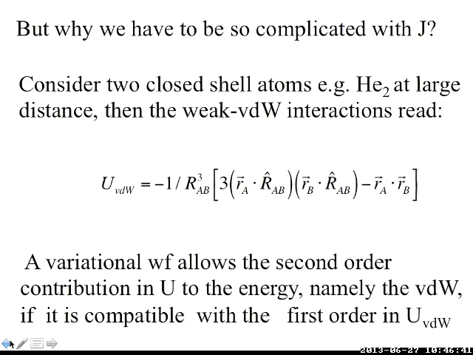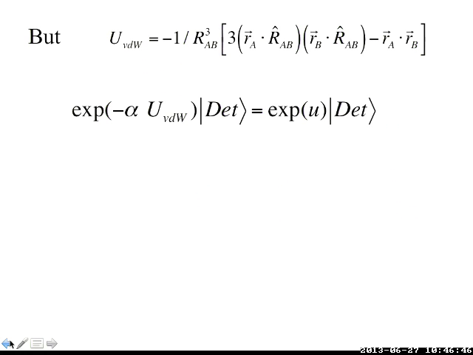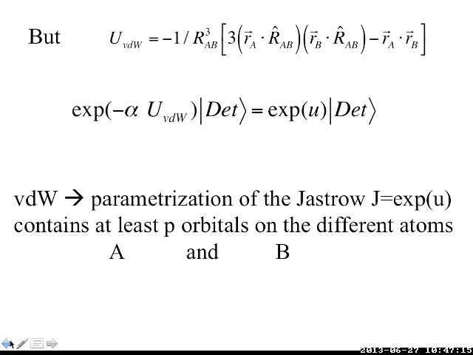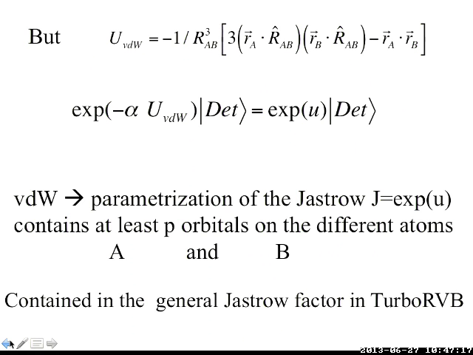And only if it is compatible with this first order in U. What is very simple to check is that, if we want to parameterize the Jastrow factor U, it has to contain this term, e to the minus. Roughly speaking, it's not a very rigorous argument. But you see that if we want to represent this term, we have to have around the atom A and around the atom B orbitals that are not simply rotationally invariant, but have to have p-wave character. So this is the reason, and these terms are contained in the general factor.